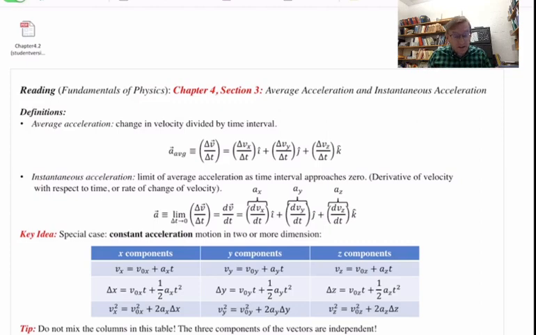Let's talk about physics. Today's video lecture is for Thursday, September 3rd, and it covers the reading in Chapter 4, Section 3. It is about average acceleration and instantaneous acceleration for motion in 2 or 3 dimensions.